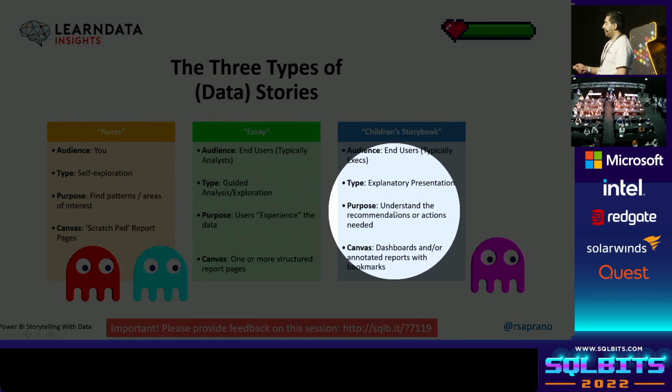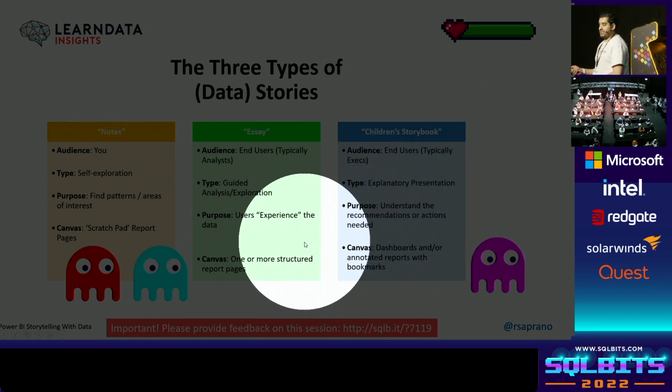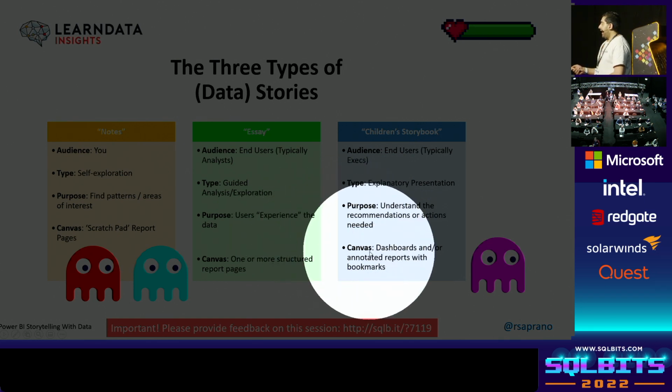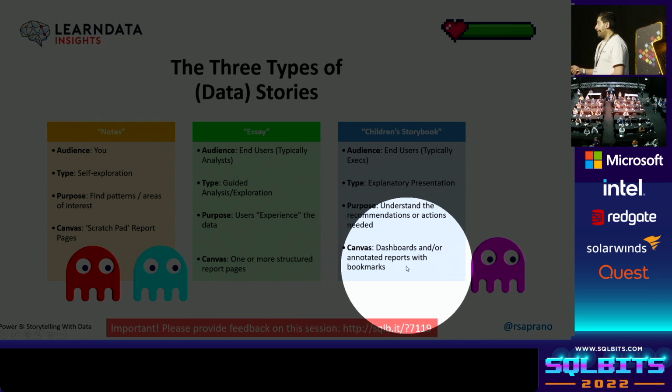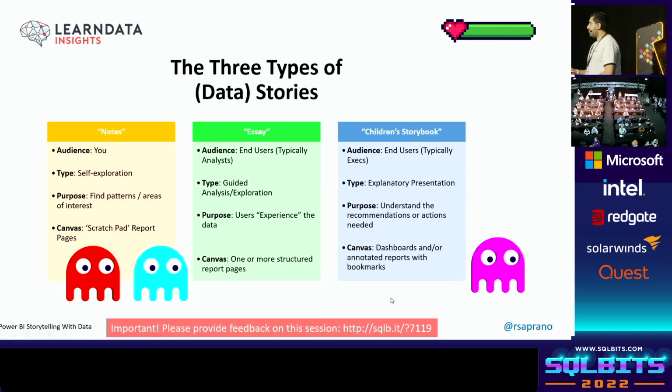It's to understand the recommendations or your actions. It's all it is. It's just to give them what it's telling them. And your canvas is your dashboards or maybe even Power BI goals with annotated reports. Typically, this is done in PowerPoint, but actually you can do it. I'll show you in Power BI as well.